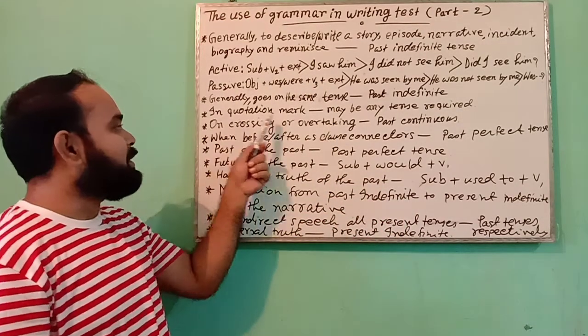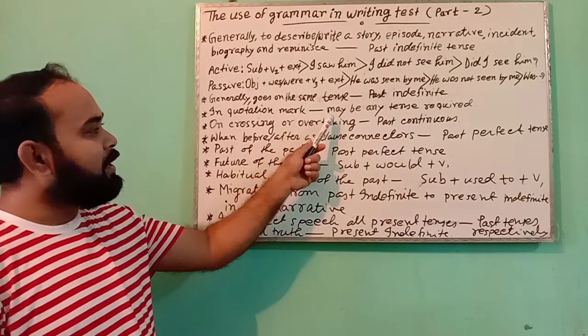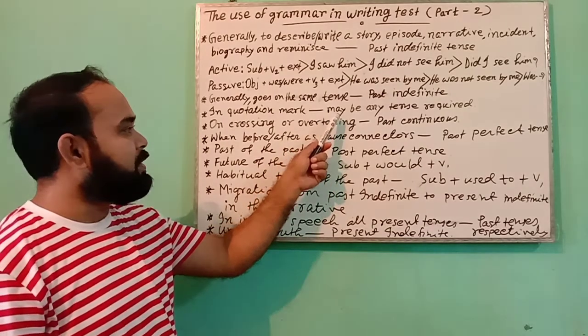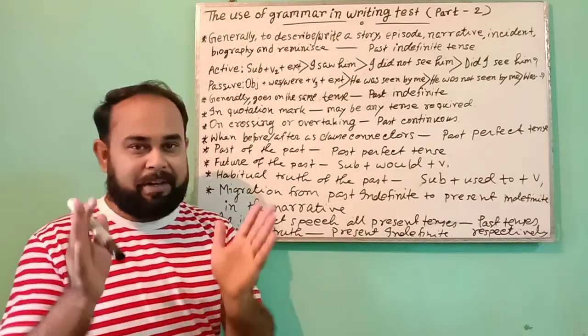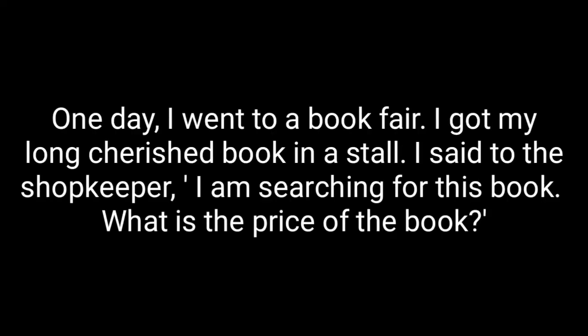At first, in quotation marks, you can use any kind of tense, maybe any tenses as required. Well, for example, one day I went to a book fair. I found my long cherished book in a stall. I said to the shopkeeper, I am searching for this book. What is the price of this book? So you see, in the quotation marks, we have used present continuous tense and present indefinite tense.